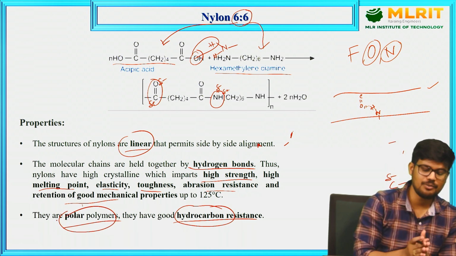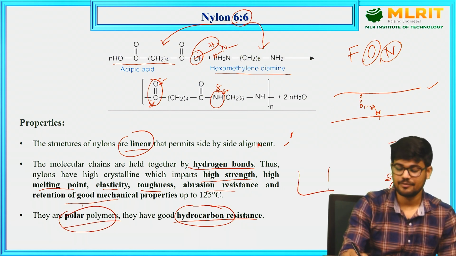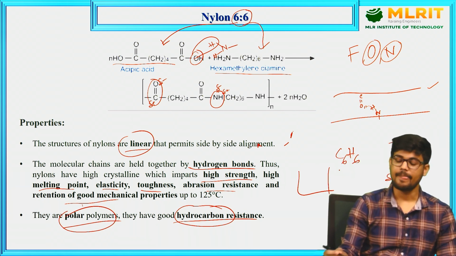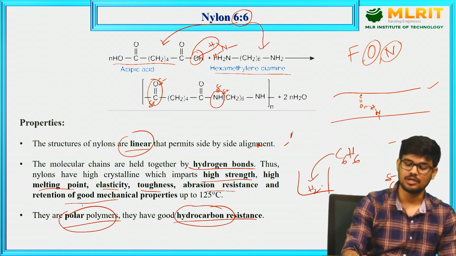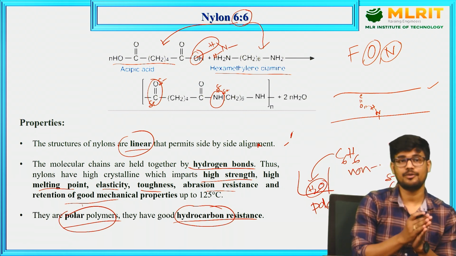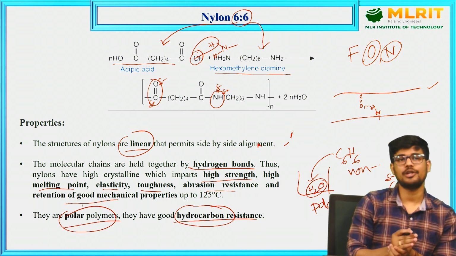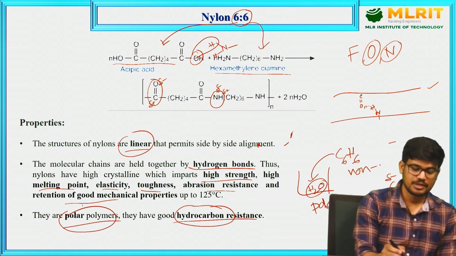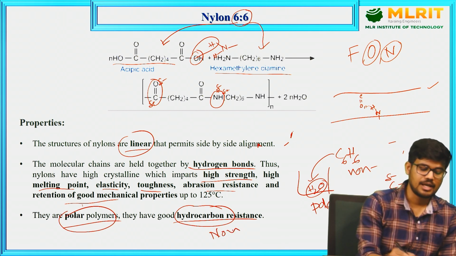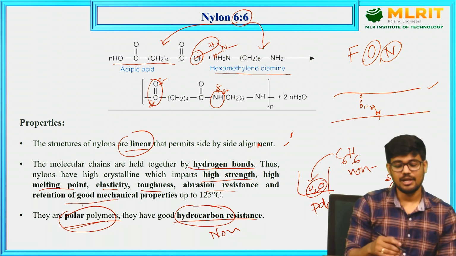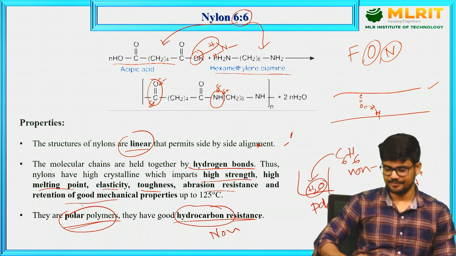So for example, if you consider benzene, C6H6, that is called non-polar. So you cannot dissolve that in water. Why? Because water is polar and benzene is non-polar. So a polar molecule will dissolve in a polar solvent, and a non-polar molecule will dissolve in a non-polar solvent. Since hydrocarbon is non-polar and nylon 6,6 is polar, that's why nylon 6,6 will have good hydrocarbon resistance.